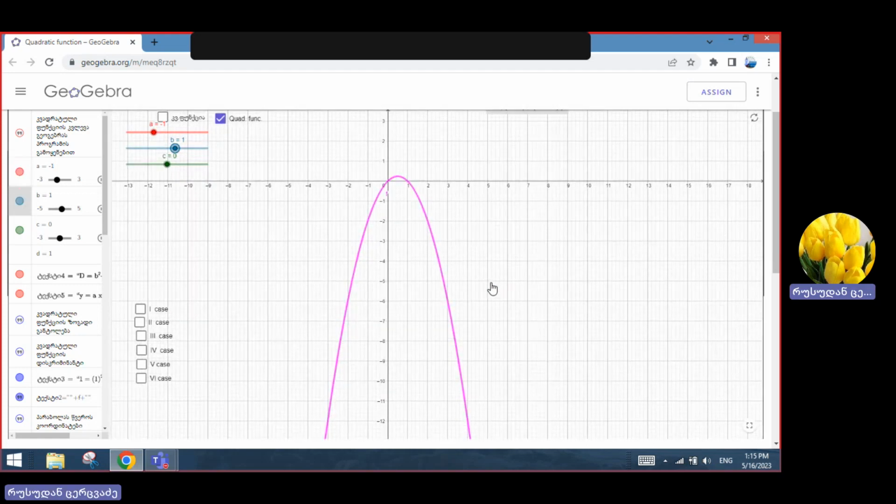Next is number 6. A is less than 0 and discriminant is less than 0. The branches are directed down. The graph does not cross the x-axis. Function does not have zeros.